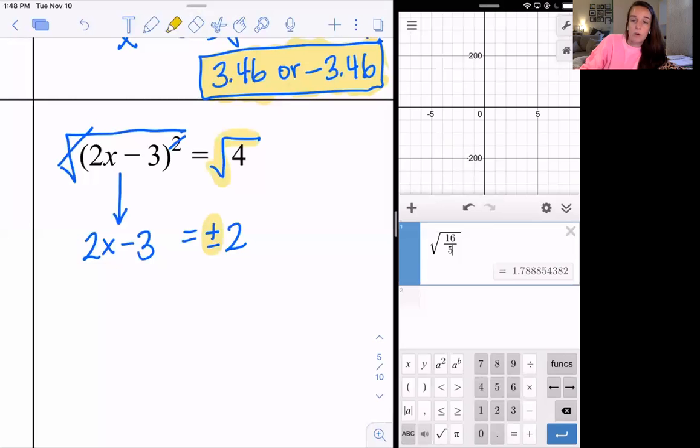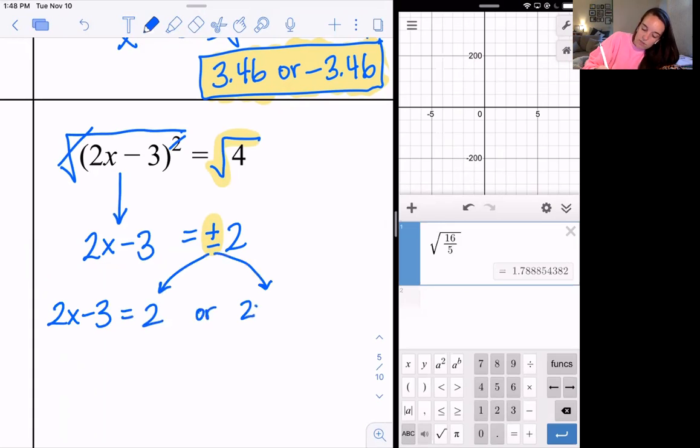So what this means is that 2x minus 3 could be equal to positive 2, or 2x minus 3 could be equal to negative 2. So I would have 2x minus 3 is equal to positive 2, or 2x minus 3 could be equal to negative 2. We have the positive version and the negative version because there are 2 separate problems here.